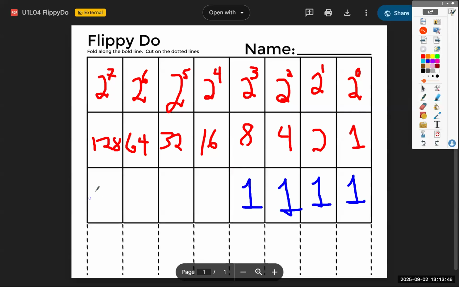Okay, what is the value of 8 ones? Well, you could do 128 plus 64 plus 32 plus 16 plus 8 plus 4 plus 2 plus 1. So what would the next column be? The next column would be the 256's column. So what is the value of 8 ones?